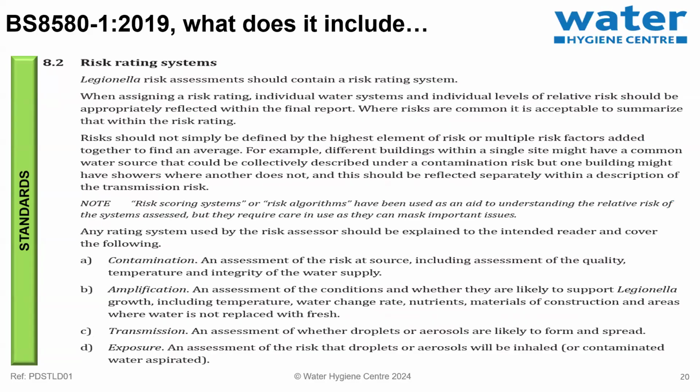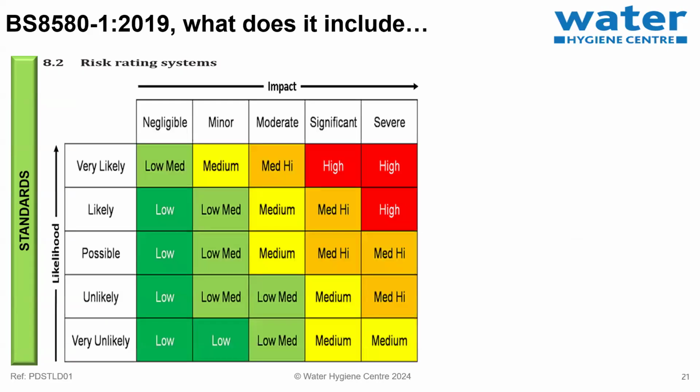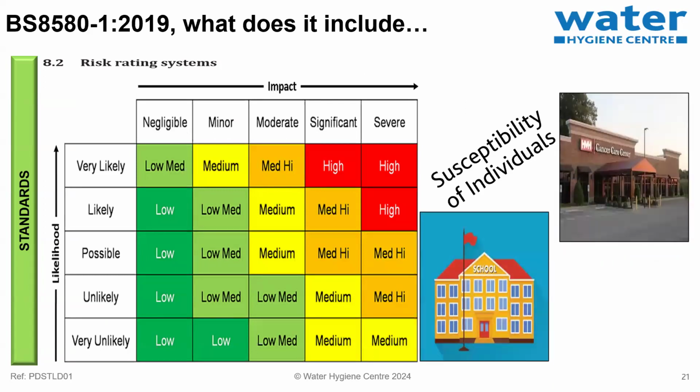And then finally, we're looking at things like the risk rating. And what should that risk rating include? Well, L8 and British Standard 8580 don't detail a scoring method. 8580 details the need for a scoring matrix to be defined and included in the risk assessment. And the risk should not just be defined by the highest risk value or risk issue. A risk matrix needs to consider the contamination, the amplification, the transmission, and the exposure, taking all of those things into consideration. And as touched on earlier, susceptibility of occupants needs to be considered, as this will impact on the risk rating. The susceptibility of the individual.